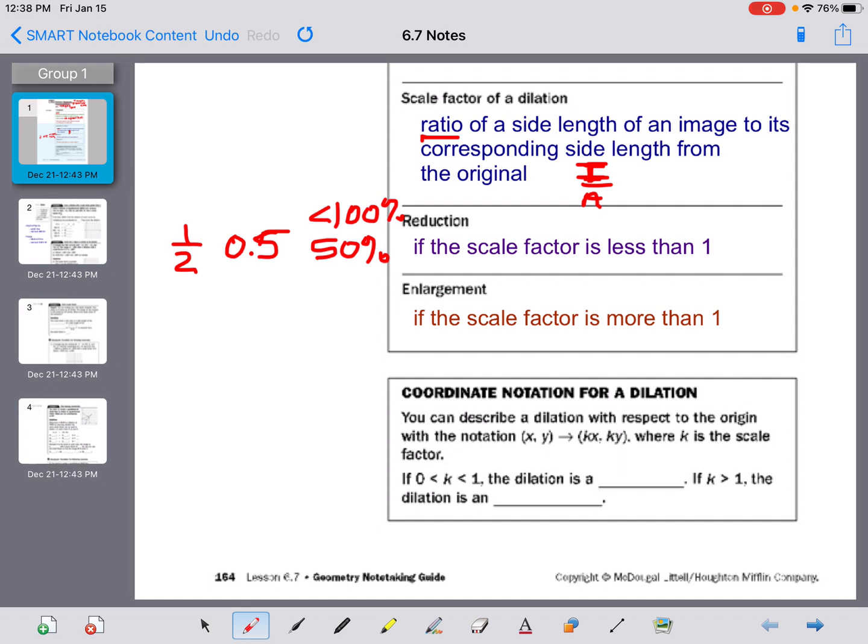On the flip side, the enlargement is if the scale factor is more than 1. So what kind of numbers are more than 1?